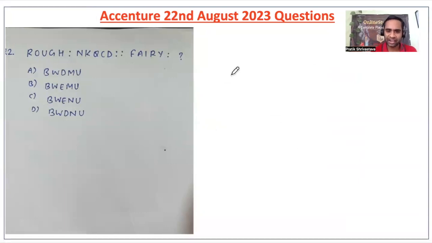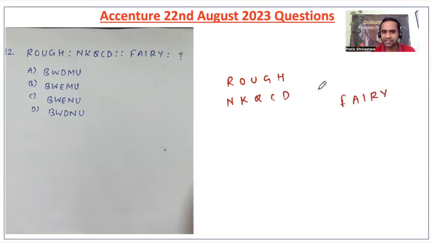Now, friends, next question is ROUGH. ROUGH is coded as NKQCD. Then FAIRY will be coded as how? Friends, see, R will look like this, 18. O is nothing but 15, U is 21, G is 7, and H, if you count, will be 8. And now this is nothing but 4.